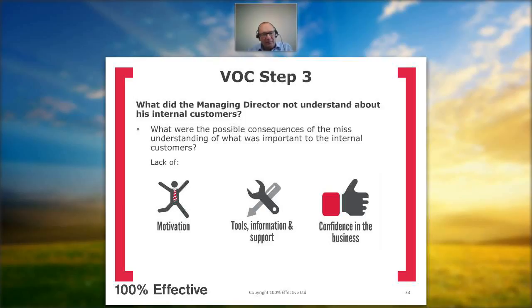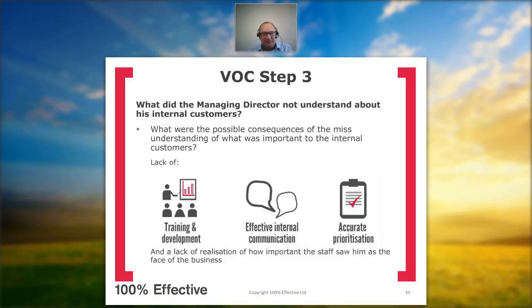We can motivate people, we can give them the tools for the job, we can give them good in the business. We can make sure we give them the right training. We can make sure that we get internal communications correct. We can get an accurate position of what's going on.